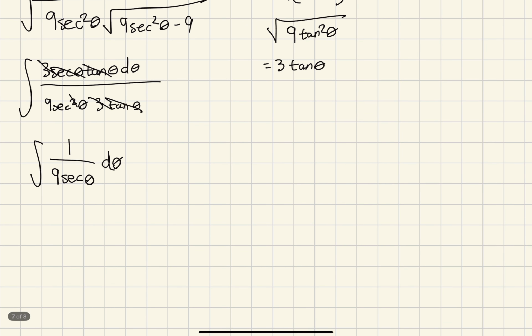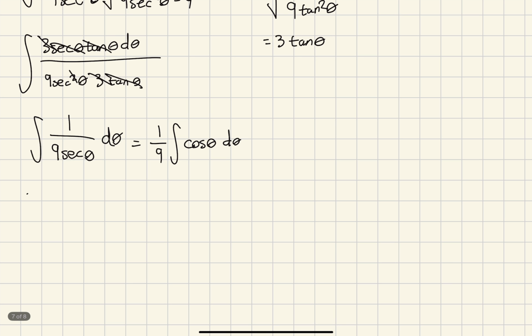From here we can see that we could take out the 1/9. So go ahead and do that. And remember that secant is the inverse of cosine. So really we're left with cosine theta d theta. So now we can solve this. 1/9 times sine theta.